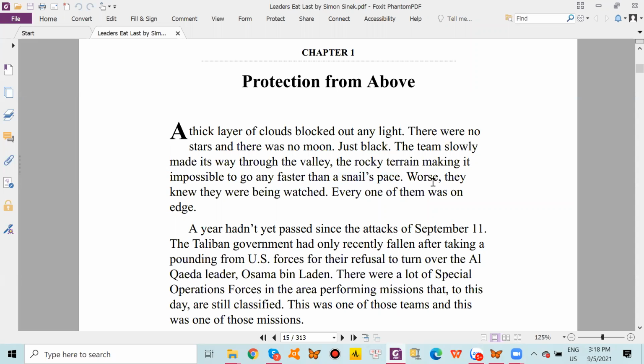Worse, they knew they were being watched. Every one of them was on edge. Như vậy khi nói đến đỉnh núi hoặc là khi nói đến thung lũng thì mình sẽ có những rìa núi, hoặc là mình đang đứng ngay mép của thung lũng ấy, thì đứng trên mép của thung lũng hoặc là đứng ngay rìa núi thì người ta sẽ dùng từ edge. I am standing on the edge of the mountain. I am standing on the edge, the left edge or the right edge of the mountain.